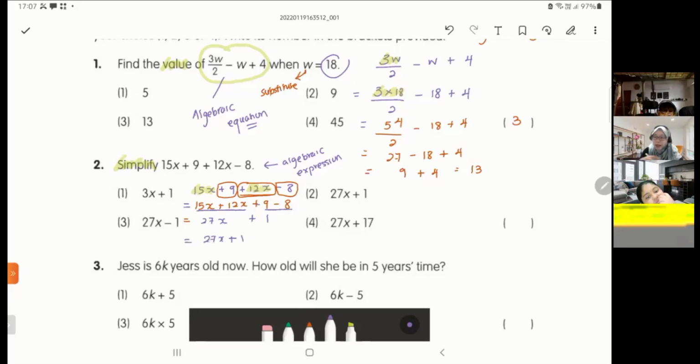Answer. That's it. I can't simplify further anymore. Okay, I cannot solve it anymore. Leave it as that. The answer is option number 2.